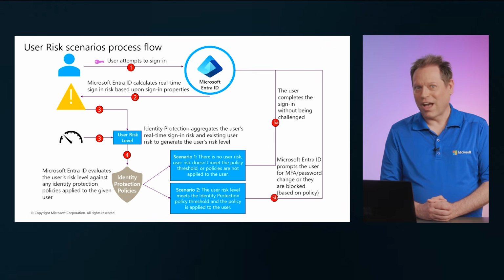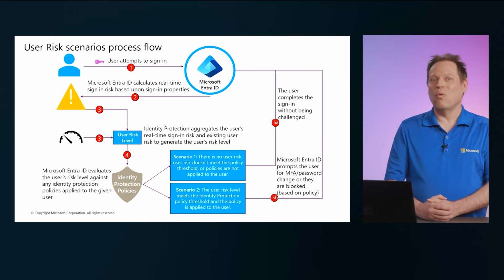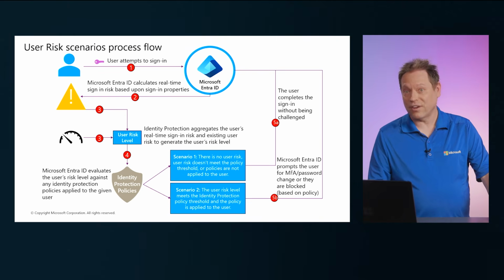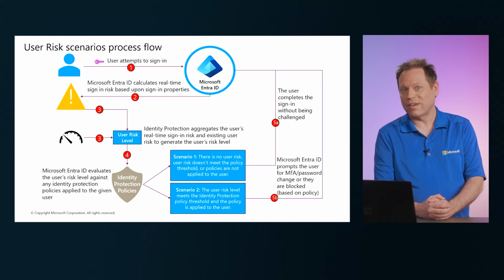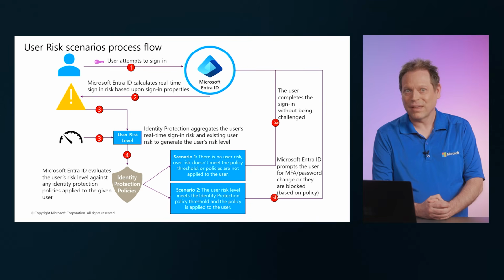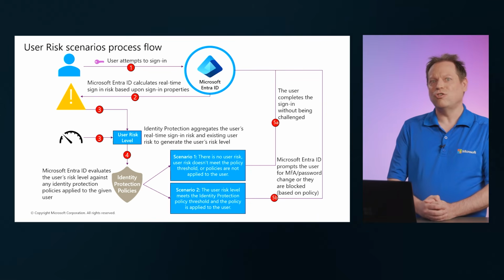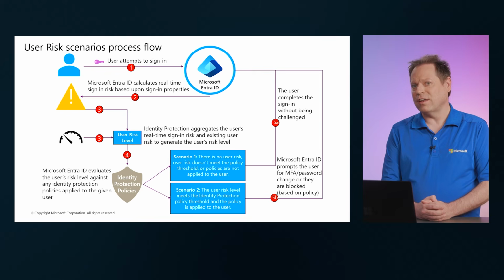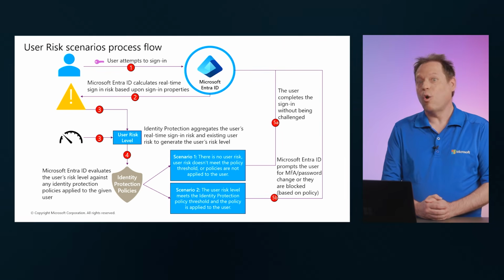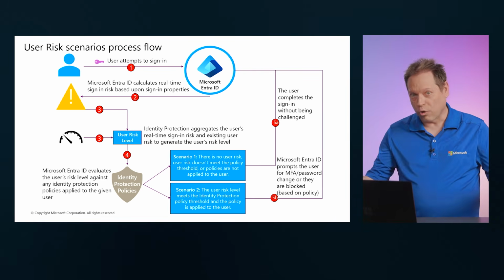This process shows how Entra ID evaluates risk during sign-in. When a user attempts to authenticate, Entra ID calculates real-time sign-in risk, aggregates it with existing user risk, and evaluates the result against configured identity protection policies. Depending on the outcome, the user may be allowed to sign in normally, required to complete multi-factor authentication or a password change, or blocked entirely.